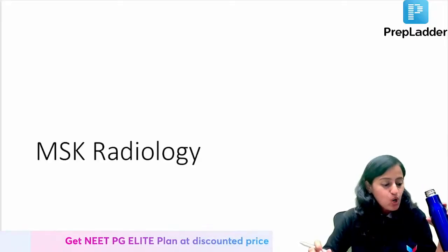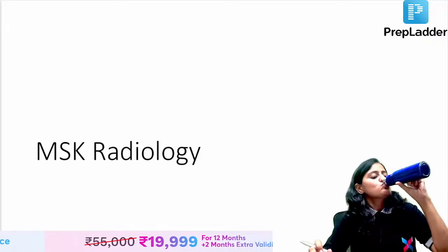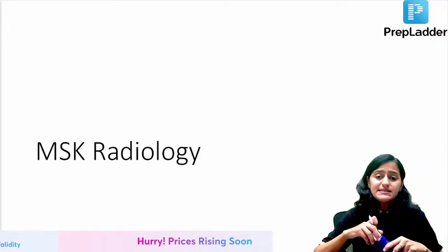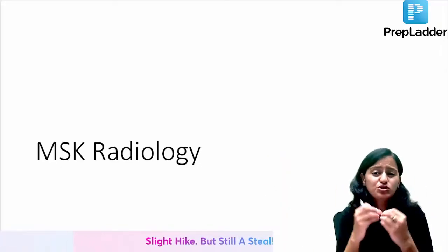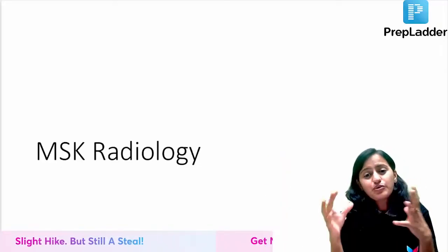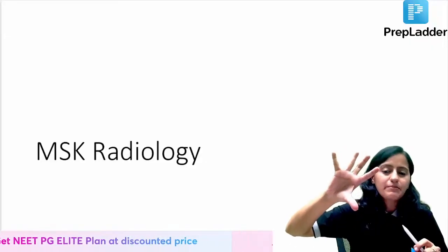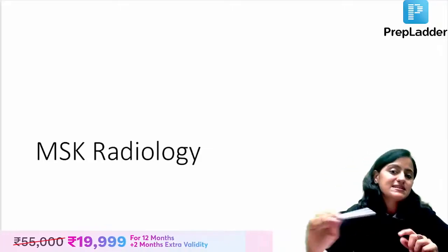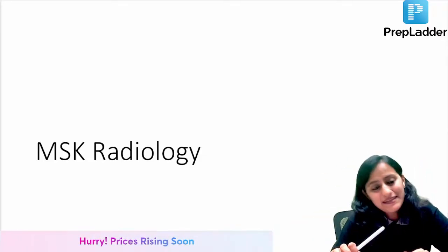Puff of smoke is seen in Moya Moya. So the puff of smoke is basically from those collaterals, the contrast is going out. You will see the contrast going out, like smoke coming out. The contrast is not seen only in the vessel but outside the vessel as well. Look at an image, you will get the idea. Moya Moya mein dikhega. Okay, great.